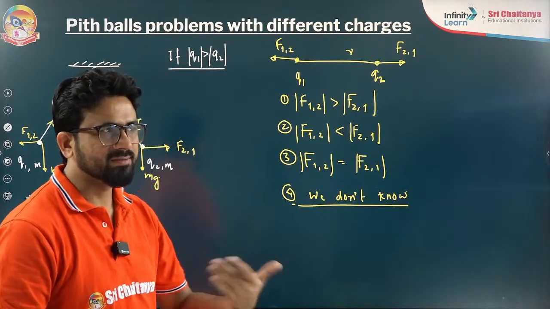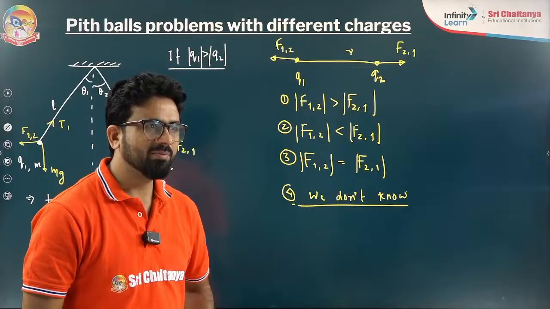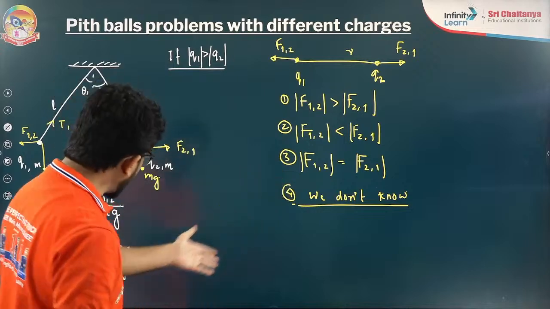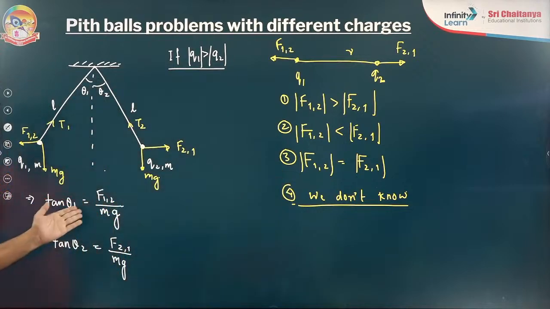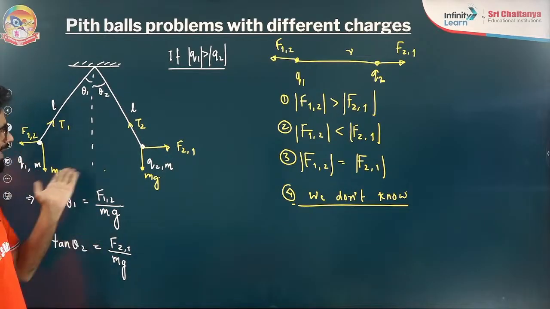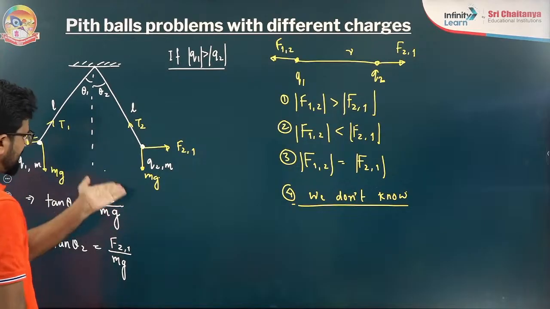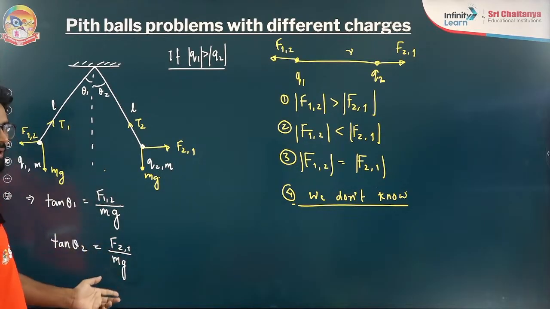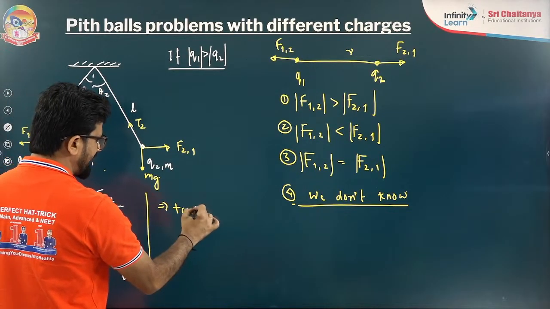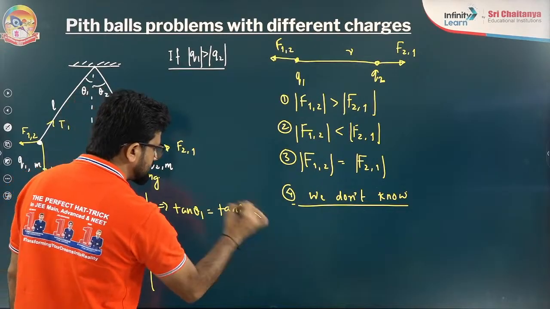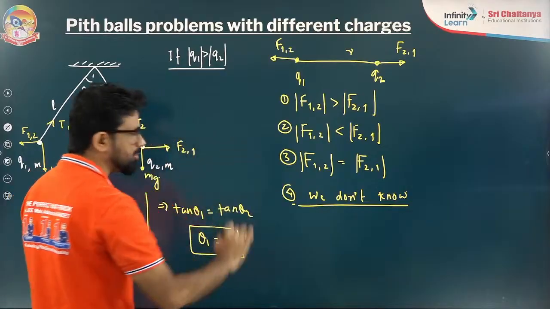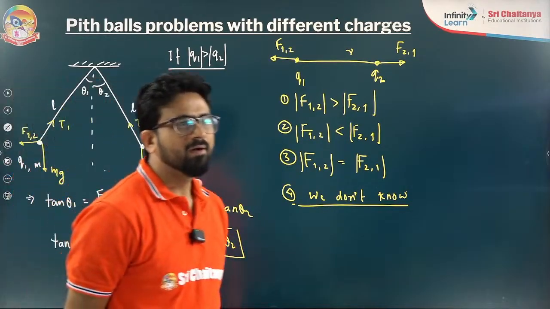Other people, put your answers. Very good, Sudhakar, Lakshmi Priya. Answer is 3. Correct. If you are correct here, why are you incorrect here? Check. F12 and F21 are both the same. mg is the same because I am not taking different masses. If mass is same, F12 or F21 is same, that means you can say tan theta 1 is equal to tan theta 2. That means theta 1 is equal to theta 2.